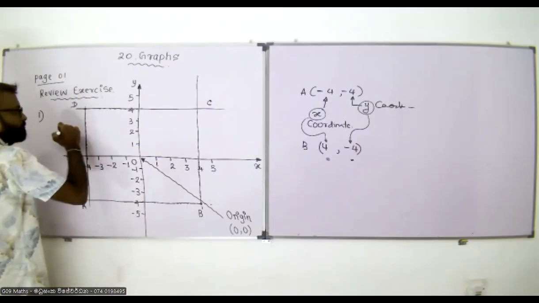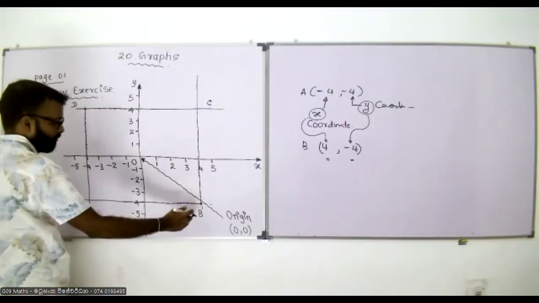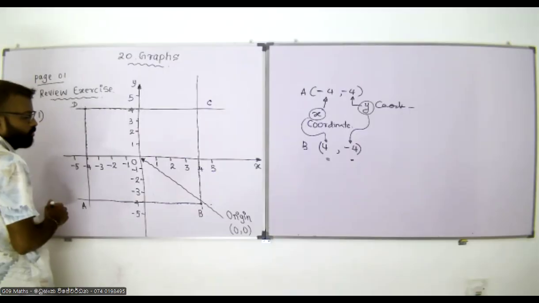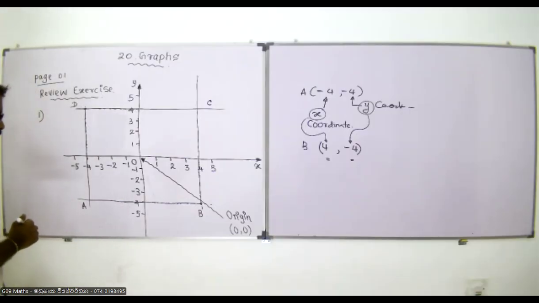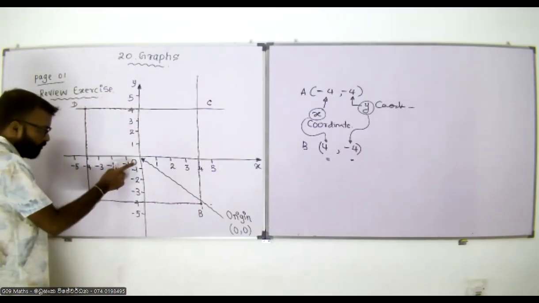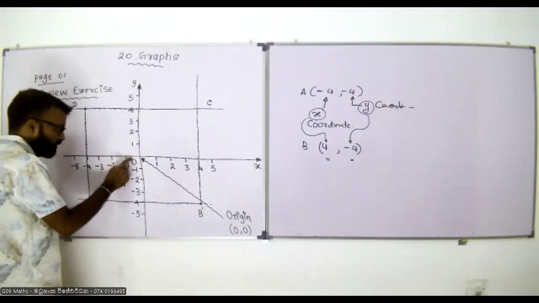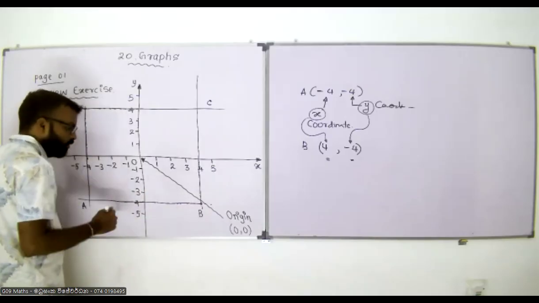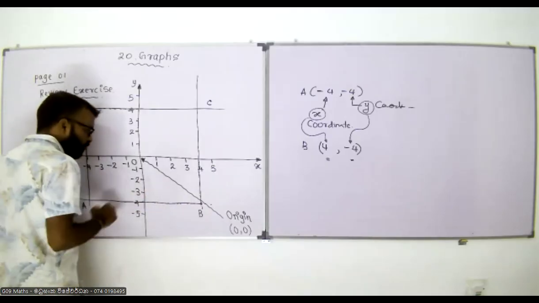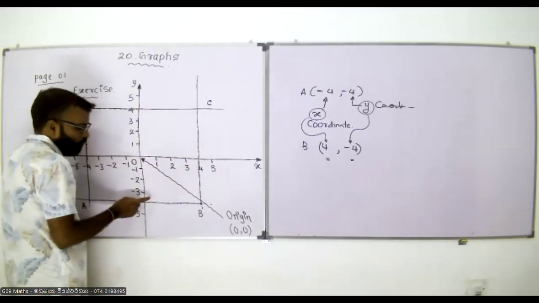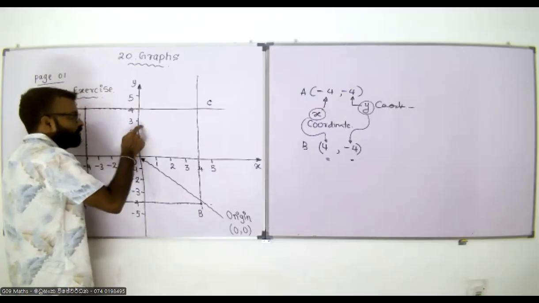Then you are going to join these points using this ruler. So this length is 8 units. From here to the origin, 1, 2, 3, 4 units, and 1, 2, 3, 4 units. So this length A to B is 8 units. If A to B is 8 units, definitely B to C should be 8 units: 1, 2, 3, 4, 5, 6, 7, 8.